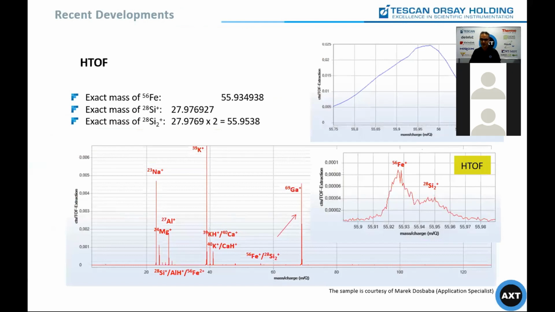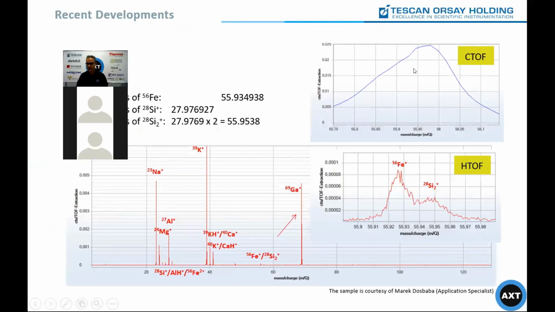And this is just a data set showing when mass resolution is helpful. With the CTOF, we almost cannot say if this is an isotope of iron or silicon, but with the HR ToF, we can clearly distinguish them.